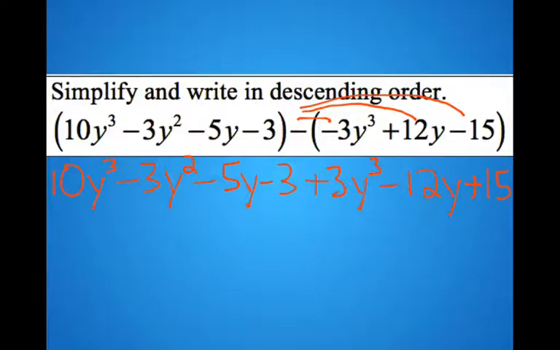So now we'll look to combine some like terms. So that will be 13y cubed, and then we just have a minus 3y squared, and then we have the minus 5y and a minus 12y, so that'll make minus 17y, and then it looks like we have a minus 3 and a positive 15, which will be plus 12.